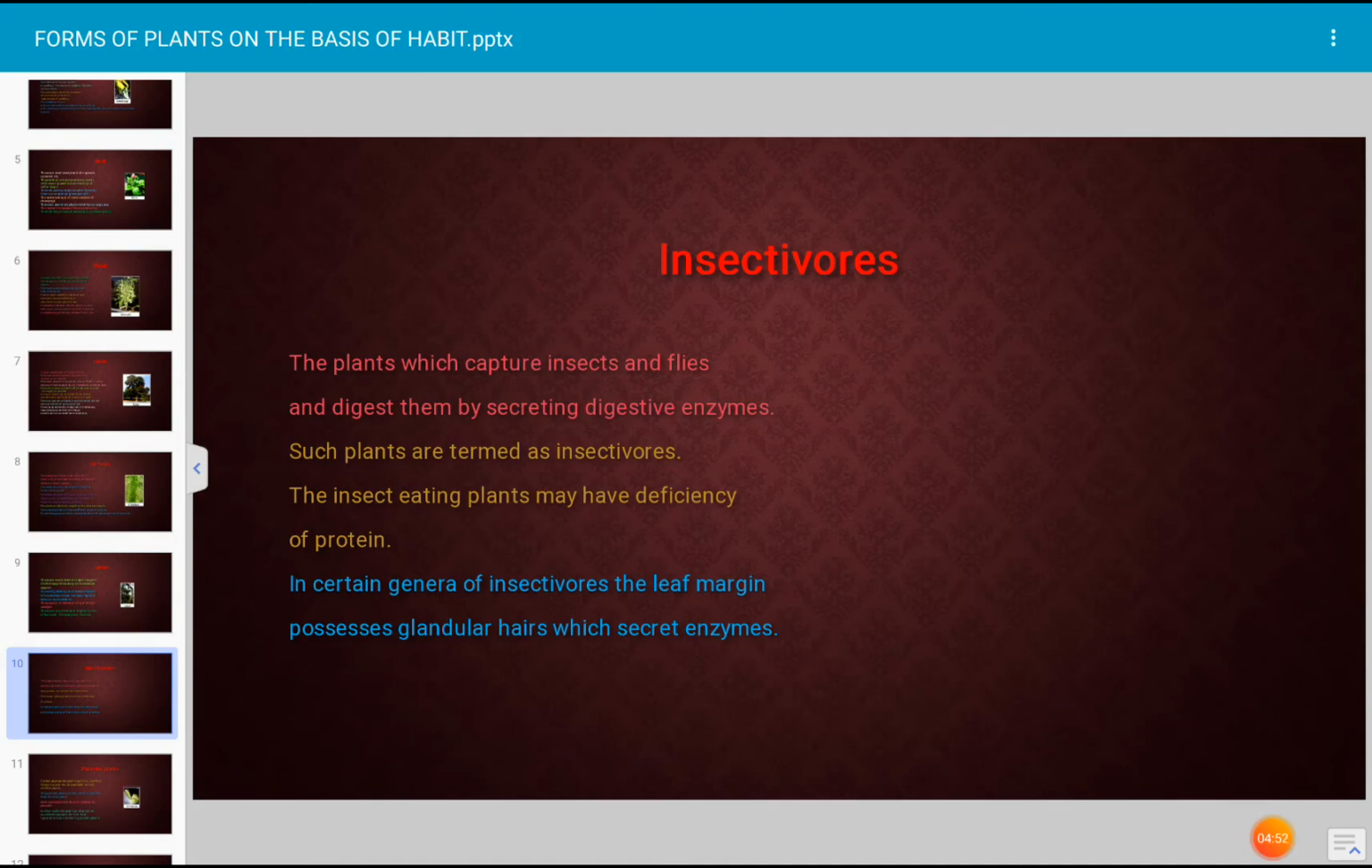The plants which capture insects and flies and digest them by secreting digestive enzymes are termed as insectivores. The insect-eating plants may have deficiency of protein, and in certain genera of insectivores, the plant's margin possesses glandular hairs which secrete enzymes.